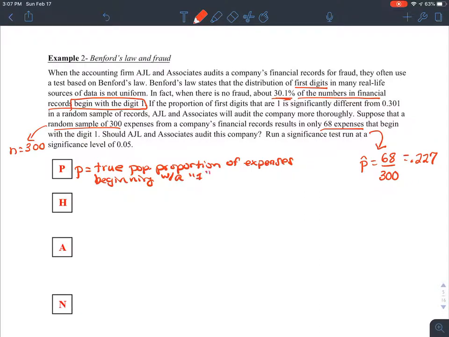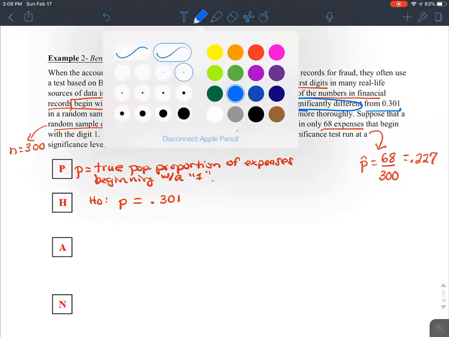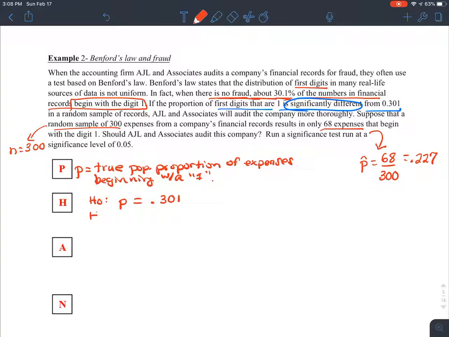And so the null hypothesis is supposed to be the one of equality. It says up here in the problem, when there's no fraud, they expect to have 30.1% or 0.301. Now it didn't really mention a direction. It just said if the proportion of first digits that are 1 is significantly different, meaning significantly higher or significantly lower, then those are both causes to maybe audit the company. And so here's an example of a two-tailed test. The alternative is just going to be that p does not equal 0.301.